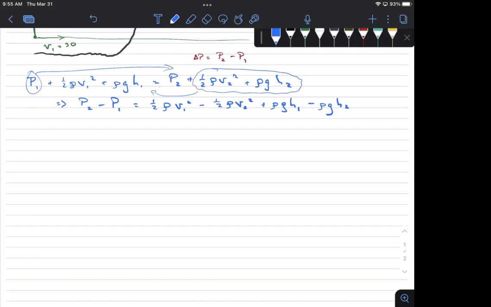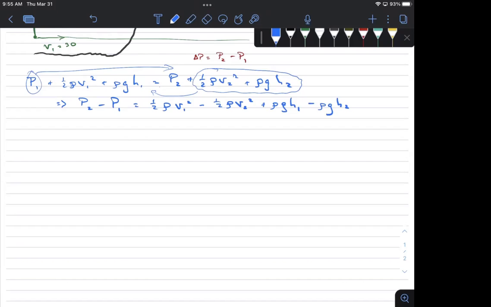And so now that's what Bernoulli's equation looks like after I rearranged it. I took Bernoulli, moved the terms around so that on one side I have P2 minus P1 and everything else is on the other side. And that's what it becomes.